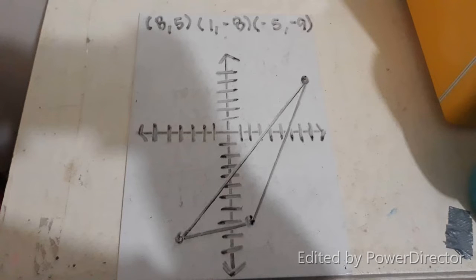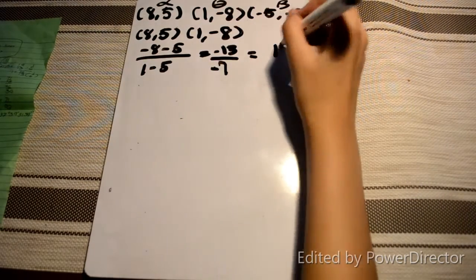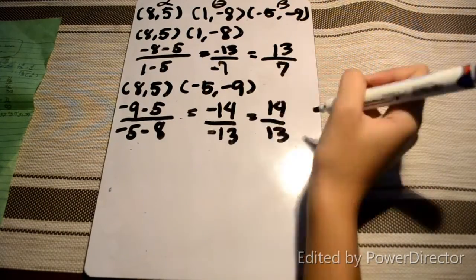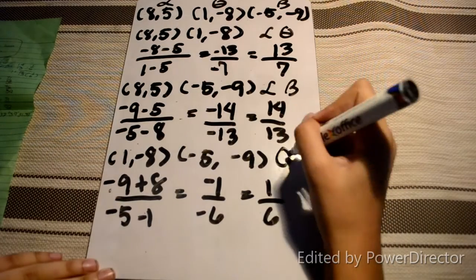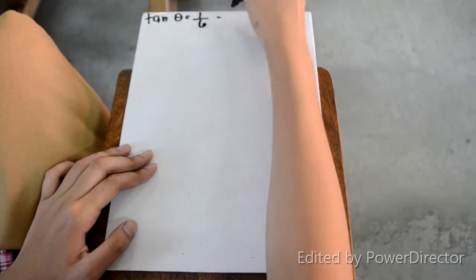To find the angles of the triangle with vertices 8, 5, 1, negative 8, and negative 5, negative 9, we need to find the three slopes, which are 13 over 7, 14 over 13, and 1 over 6. After getting their slopes, we can get their tangent theta.